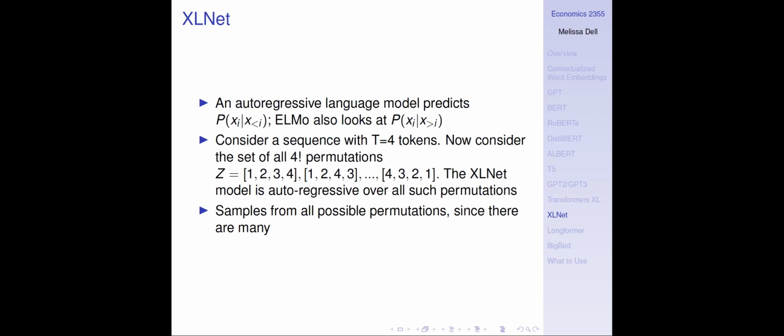So let me explain how this works. If we have an autoregressive model like ELMo or the OpenAI GPT, it looks at all contexts earlier in the sequence. It can look at all tokens from earlier in the sequence. Or ELMo, which was bidirectional, ran the model forwards and backwards, and the backwards pass could look at all tokens later in the sentence. What XLNet does is, suppose you have a sentence with 4 tokens. You can consider all of the 4 factorial permutations, and then the XLNet model is autoregressive over the permutations. It samples from all possible permutations.